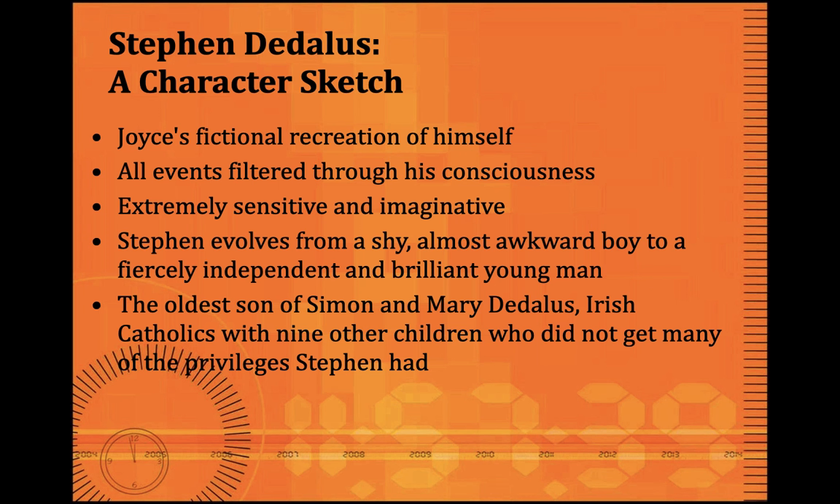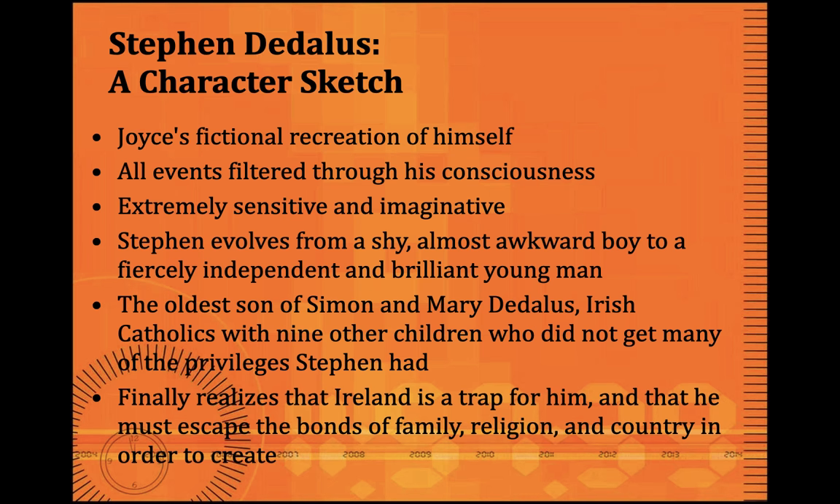He is the oldest son of Simon and Mary Daedalus. They are Irish Catholics with 9 other children who did not get many of the privileges that Stephen had. This is the story of James Joyce as well. And Stephen finally realizes that Ireland is a trap for him and that he must escape the bonds of family, religion, and country. He escapes from his family, religion, and country.